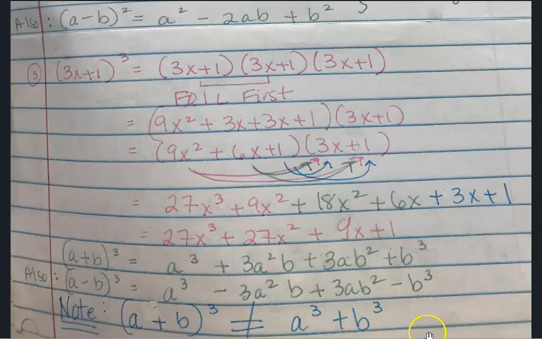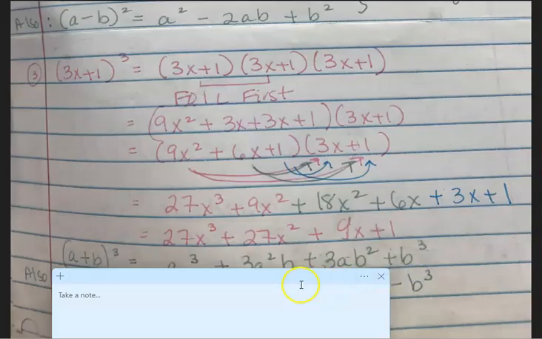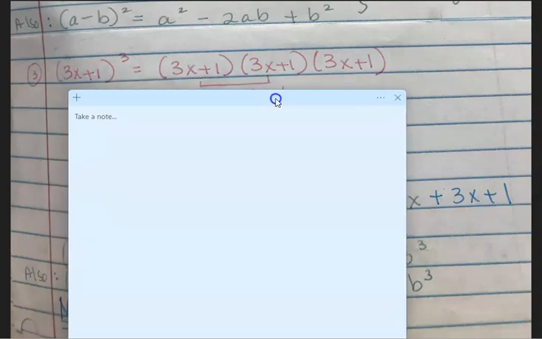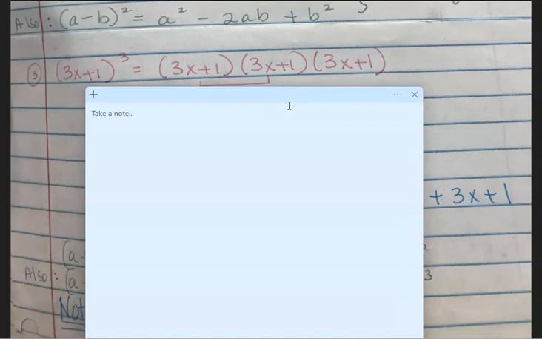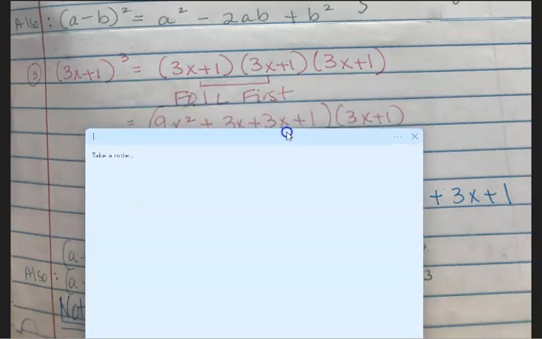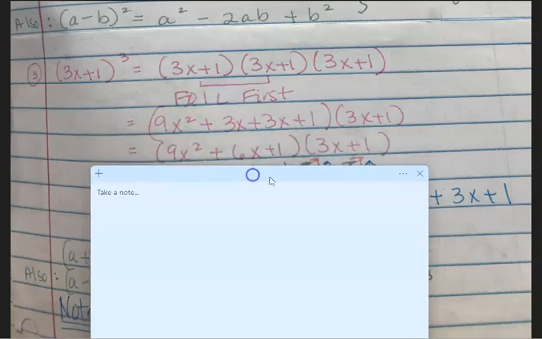Our third special product has something to do with cubing a binomial. So in this case, we have 3x plus 1 all cubed. I can expand that as 3x plus 1 times 3x plus 1 times 3x plus 1. Now I'm going to FOIL this just like normal. Okay, I'm going to do two of these at a time. So if I FOIL these two, 3x times 3x, 1 times 3x, 3x times 1, and 1, I end up with 9x squared plus 6x plus 1. Now I still have to distribute that 3x plus 1.